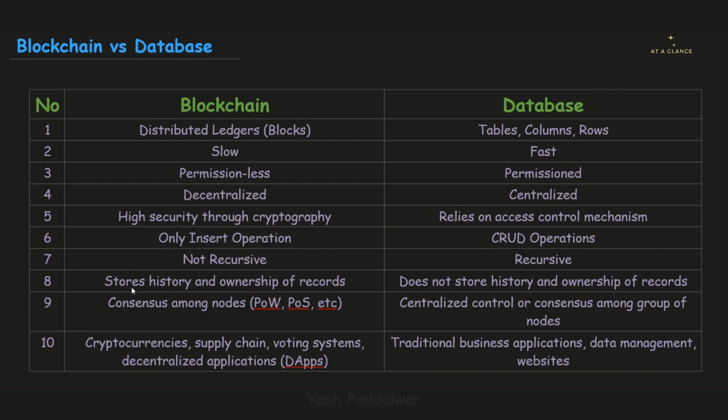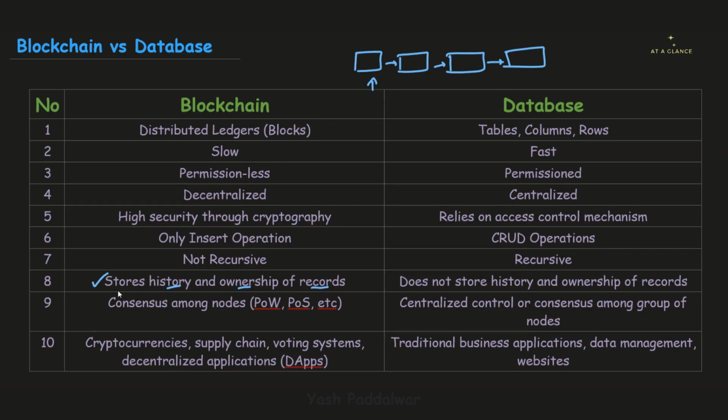Now, the next difference is that the blockchain stores history and ownership of records. That means every single block that was created in the past is going to be permanently stored. There won't be any deletion operation, as I already discussed before. That is why it will store every single history right from the very first block till the end, or I would say till the current block.